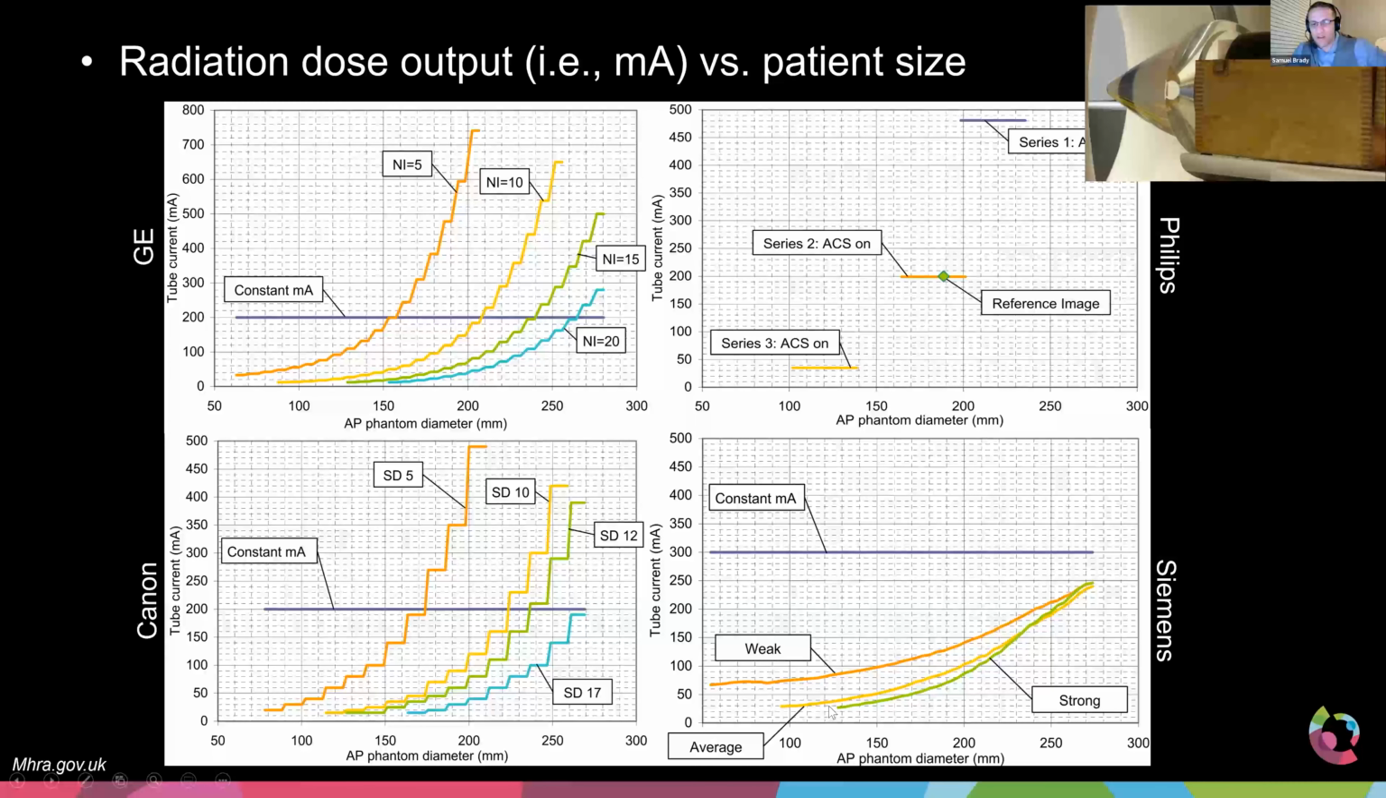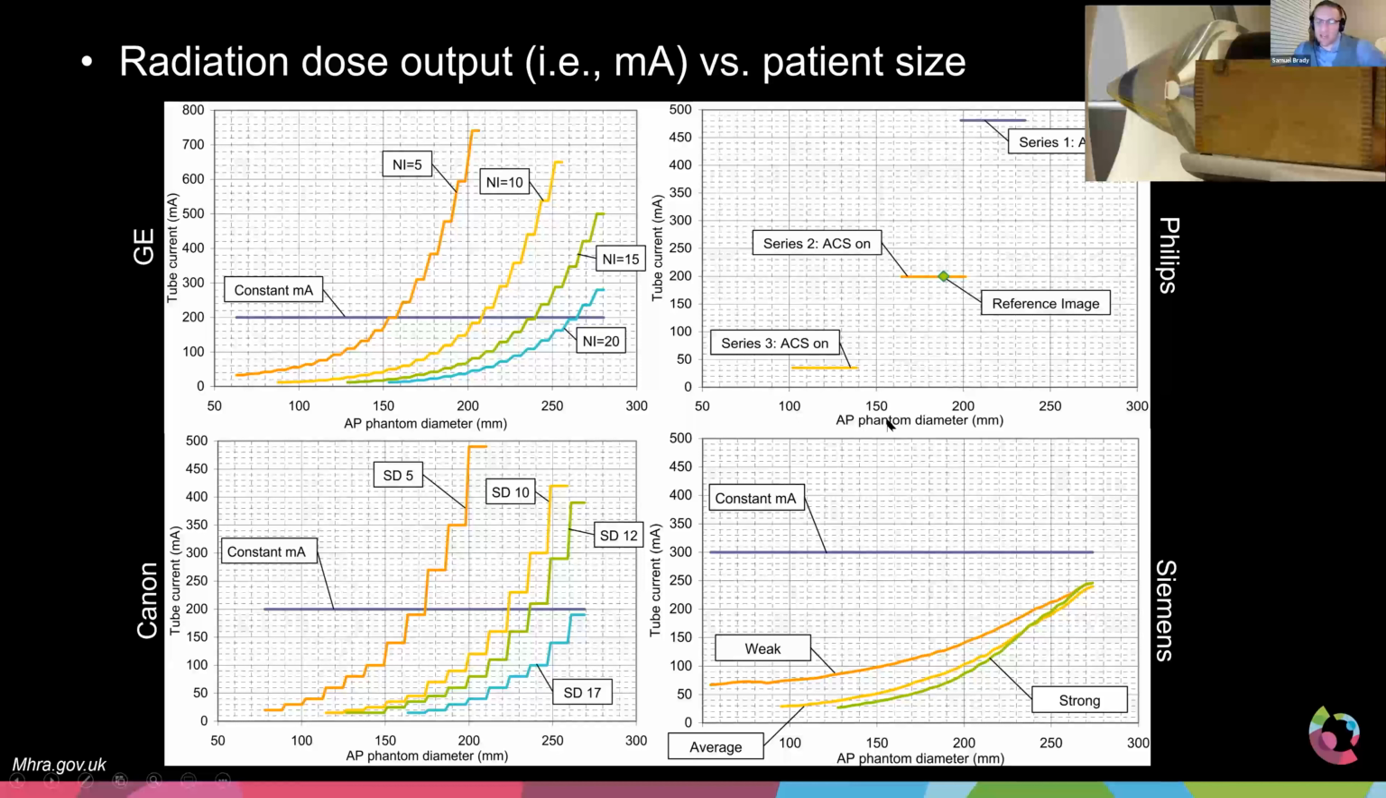But when you get down here to the little kids, mostly pediatrics, then if you want to be more aggressive in how quickly it changes radiation dose, you would pick a strong curve. So it'll start low, but it could end up really high faster. Whereas a weak curve will start maybe a little higher, but as the patient goes from thin to thicker, it actually doesn't change as much in the output.